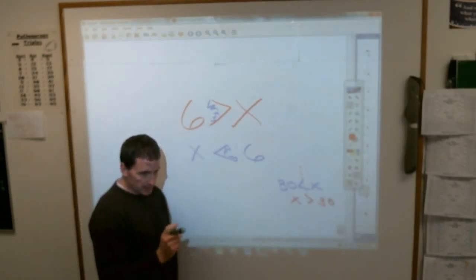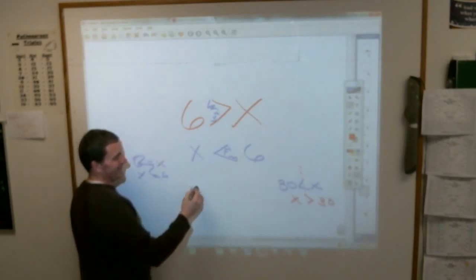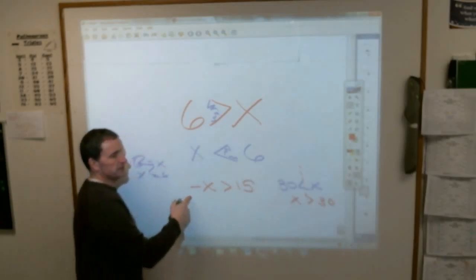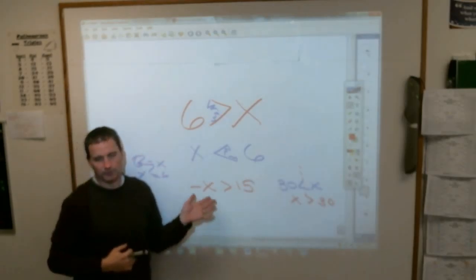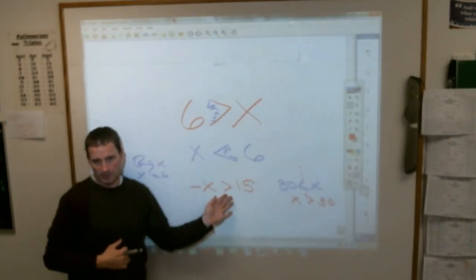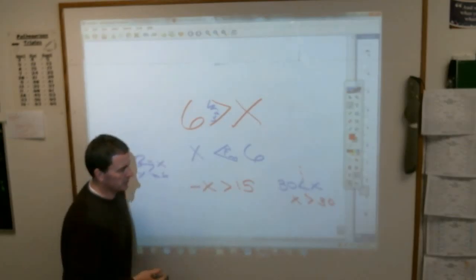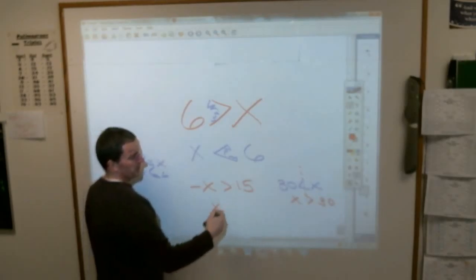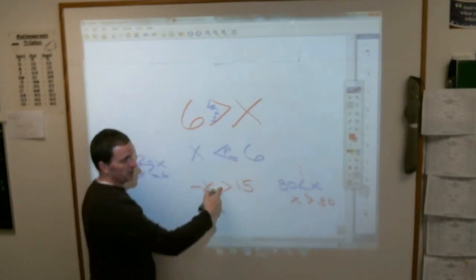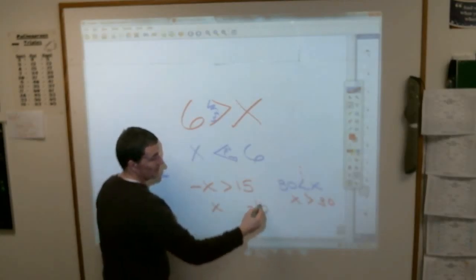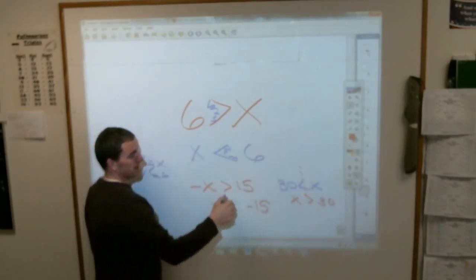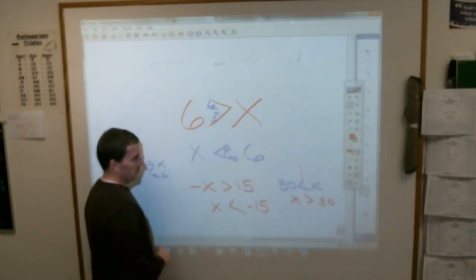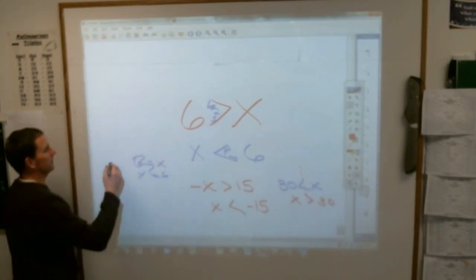The other thing is this. When your letter is negative, negative x is greater than 15, this is also not acceptable. Your variable can't be negative in your answer. And the fix for that is really kind of the same thing. You can change this to positive, but everything else has to change to its opposite as well. 15 is going to become its opposite, and the sign is going to become its opposite. I should probably write this down. Write this in big letters in your notes there.